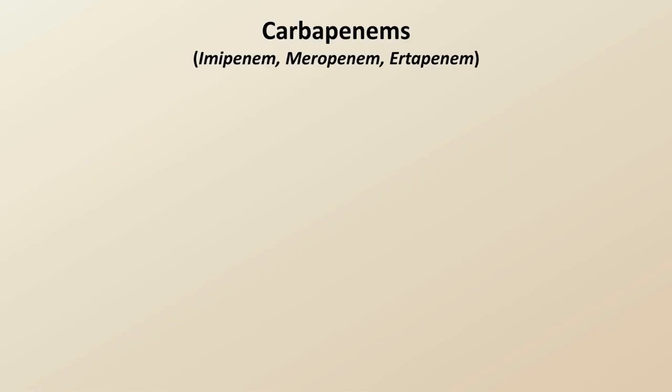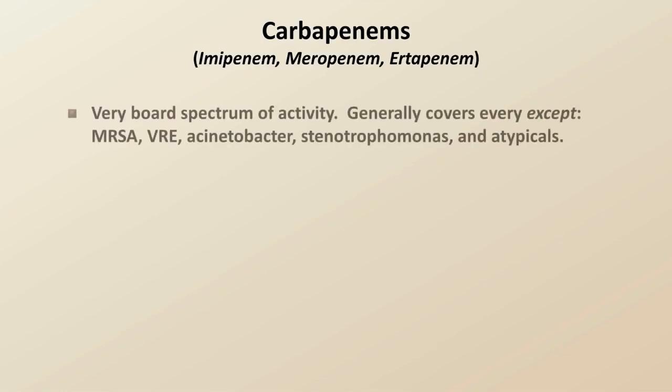Next up are the carbapenems: imipenem, meropenem, and ertapenem. These are fairly straightforward drugs because they have a very broad spectrum of activity. It is easier to remember what they don't cover rather than what they do. So they don't cover MRSA, VRE, that is vancomycin-resistant Enterococcus, Acinetobacter, Stenotrophomonas, and atypicals.